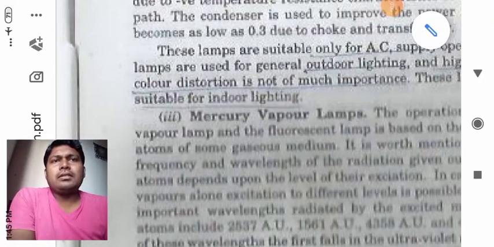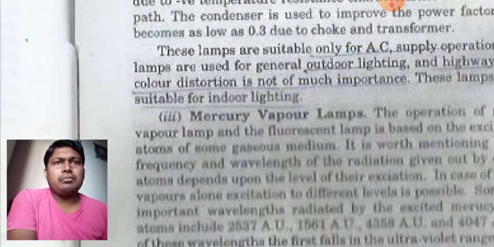Today we will discuss mercury vapor lamps. Already we have discussed them in our previous class, but today we will compare this lamp with the sodium vapor lamps. This class is important for diploma students and in electrical specialization. So today we will compare mercury vapor lamps and sodium vapor lamps.